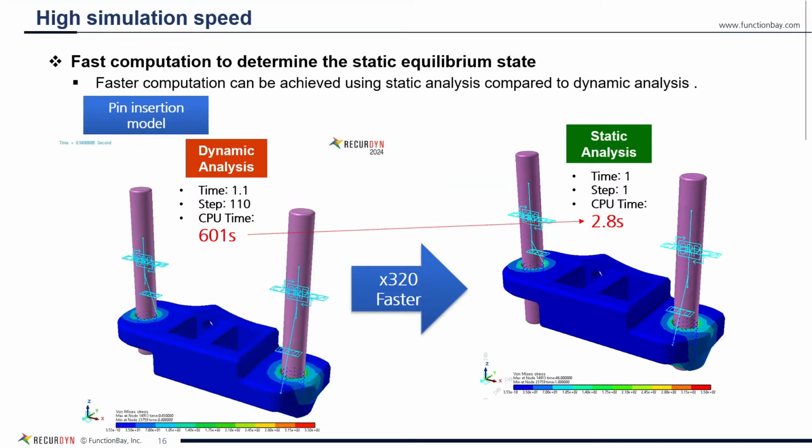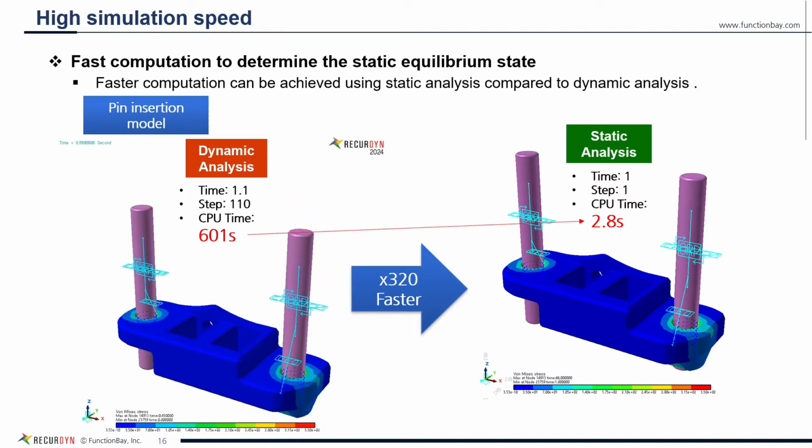First of all, the most important advantage is the calculation speed. When running dynamic analysis, certain models can take a long time. However, by utilizing static analysis, the process can be significantly faster. The model you see here is an example model of a pin insertion into a track link.